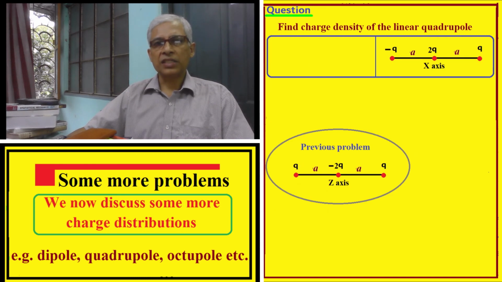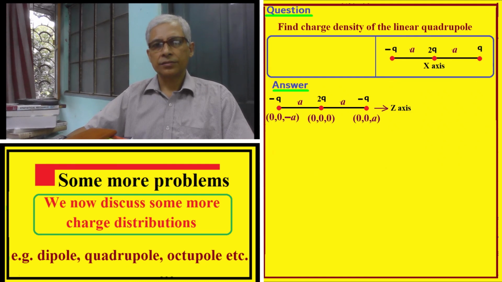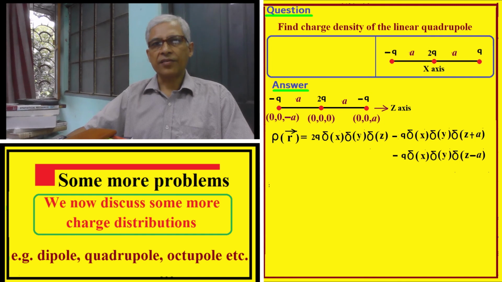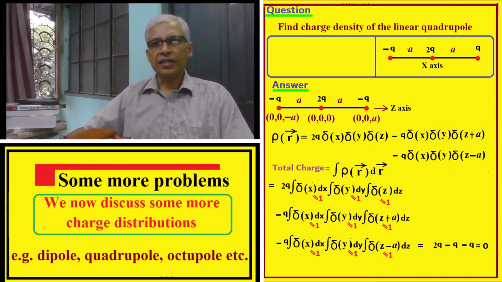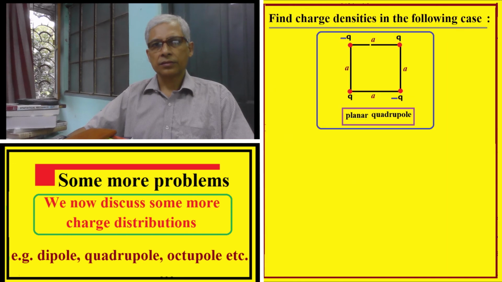We now take up a similar problem, namely writing down the charge density of a linear quadrupole, and the difference you see from the previous arrangement is in the sign of the charges. So you can attach the coordinates and then write down the charge density as in the previous problem and find the total charge for verification of the result.